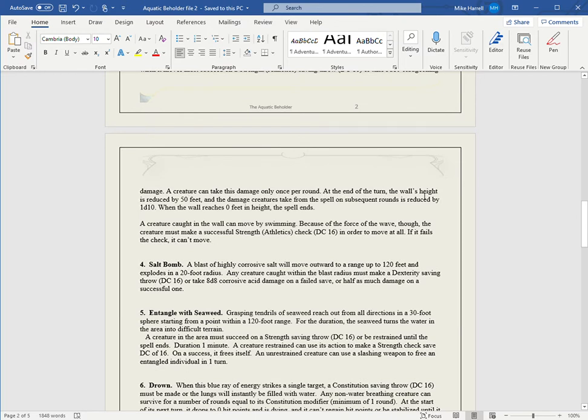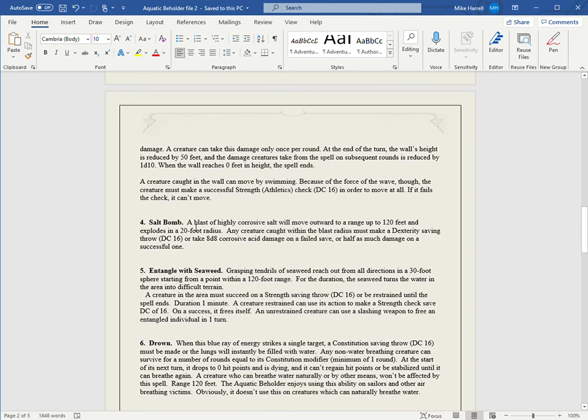At the end of the turn, the wall's height is reduced by 50 feet, and the damage creatures take from the spell on subsequent rounds is reduced by 1d10. So notice how the damage drops each round. When the wall reaches 0 feet, the spell ends. A creature caught in the wall can move by swimming.